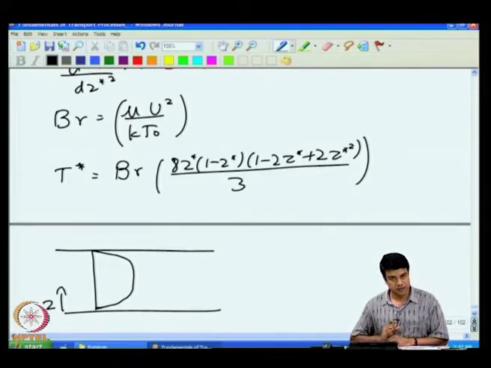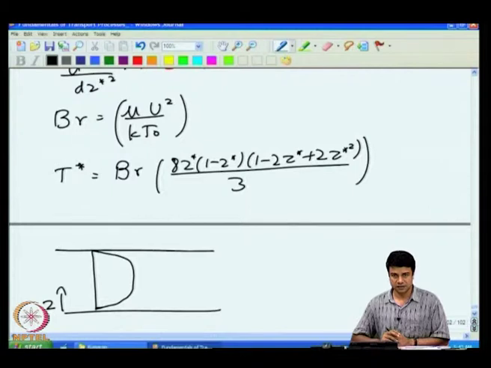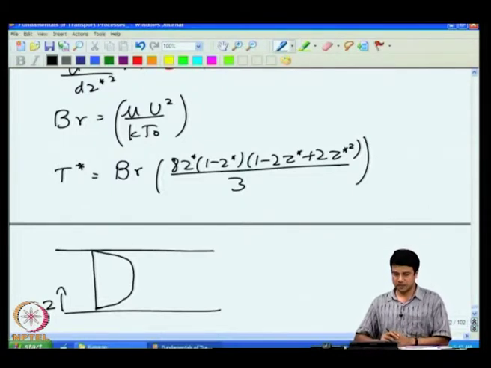The reason is because at the center of the channel, the shear stress goes to 0. The slope of the velocity is equal to 0 at the center of the channel. Therefore, dux by dz is equal to 0 at the center of the channel. Therefore, at the center of the channel, there is no viscous heating, and because of that, you do not have any variations in temperature right at the center.